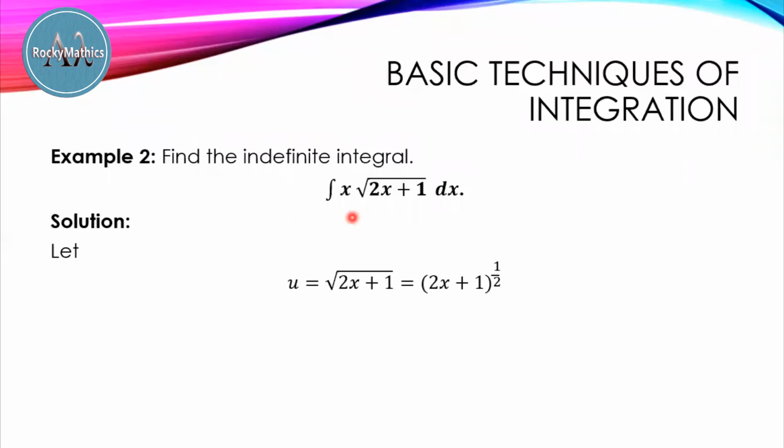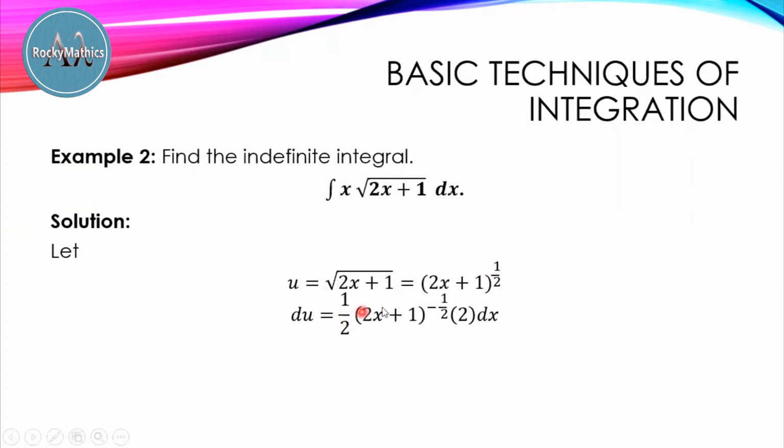So for example, we let u be this function. So we have u is equal to the square root of 2x plus 1. We have to take note that this is equivalent to the quantity 2x plus 1 raised to 1/2. Now after this, we need to find the derivative of u with respect to x. Here, it's easier to use this expression because we can use the power rule.